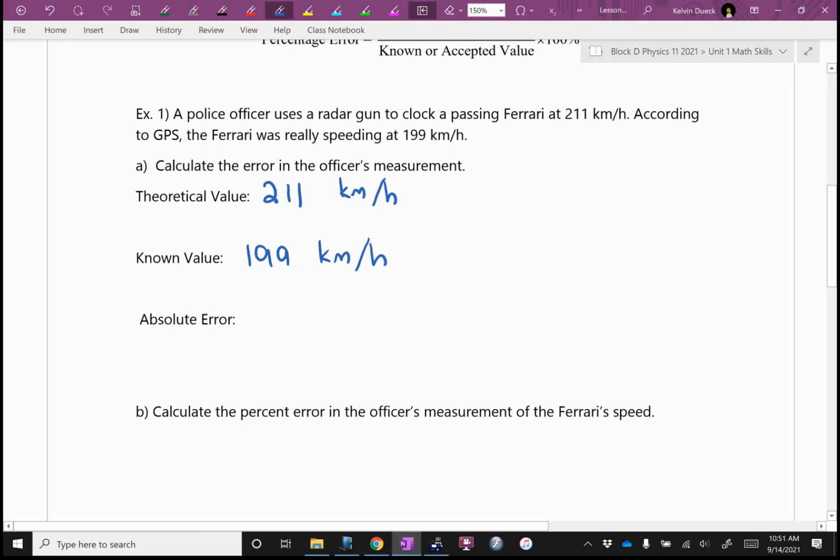So what's the absolute error? In our notes, let's write out what we did in your homework. You can skip writing this out, but so that when we're studying, we know. We went 211 minus 199. Technically, we took the absolute value, but whatever. And it is 12, yes? Units, kilometers per hour.